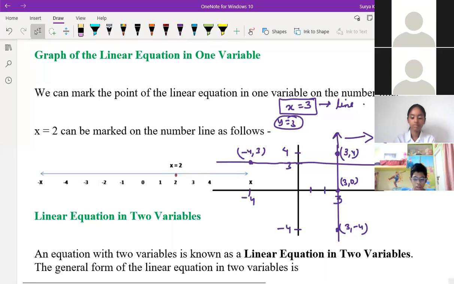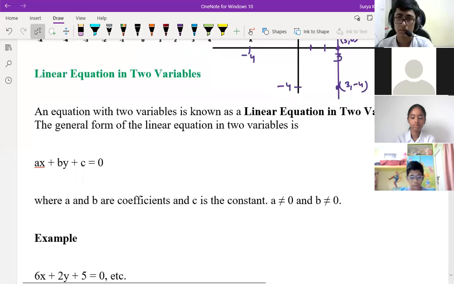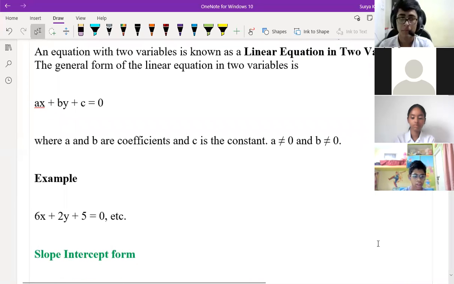All right. Now linear equation in two variables, children. Linear. Sai Charan, why have you turned off your camera? I'll remove you right now.